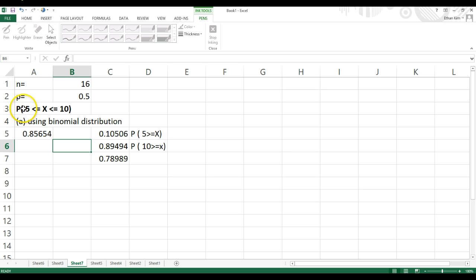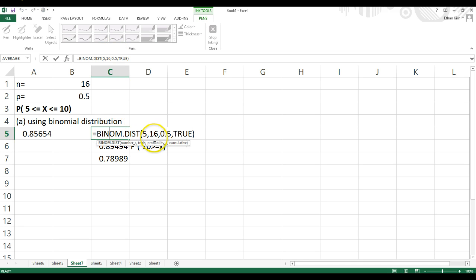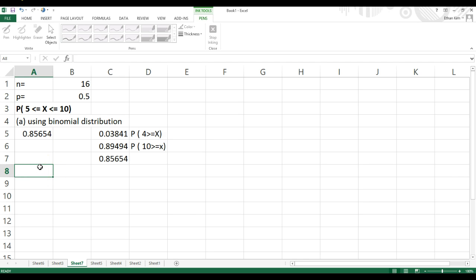But we want that included, so instead of doing this, we would have to change this to 4 in order to have 5 included in the range. Okay, so here we're going to change the 5 to 4. If you change that, you'll get the same answer as that. Alright, so that was that.